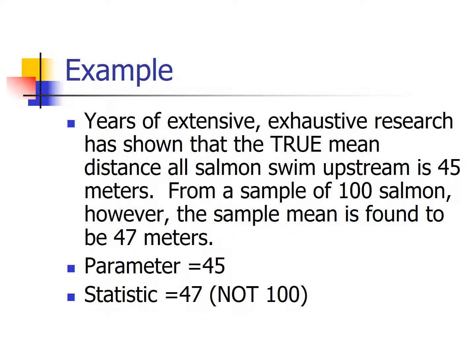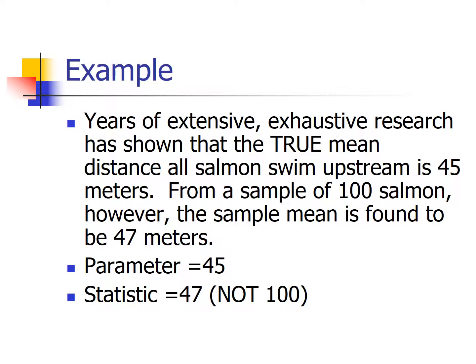So, for example, years of extensive, exhaustive research has somehow miraculously shown that the true mean distance that all salmon swim upstream is 45 meters. That is, the true mean distance that all pregnant salmon swim before dropping their eggs is 45 meters. Now, a more humble approach takes a sample of a mere 100 pregnant salmon and finds that the mean distance swam by their sample of pregnant salmon is 47 meters.